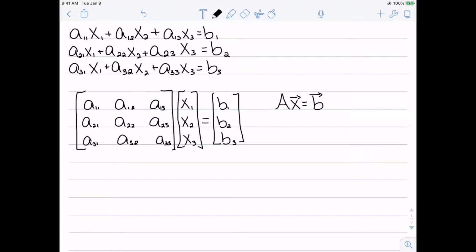This is called the matrix equation, and a lot of times we see it written as Ax equal to b. Matrix A times vector x is equal to vector b. So from now on, when we're dealing with systems of equations, we will refer to them as this Ax equal to b.